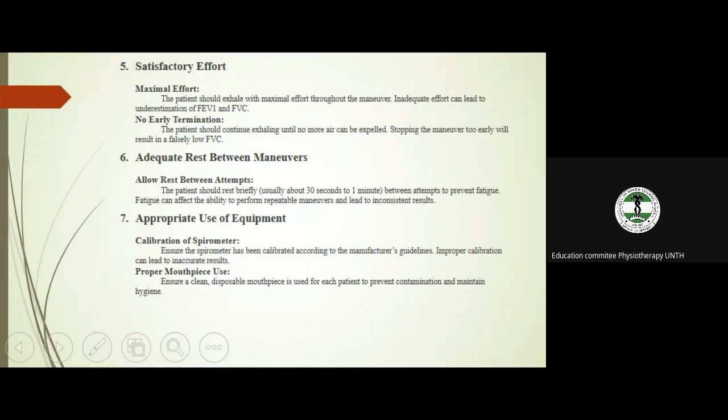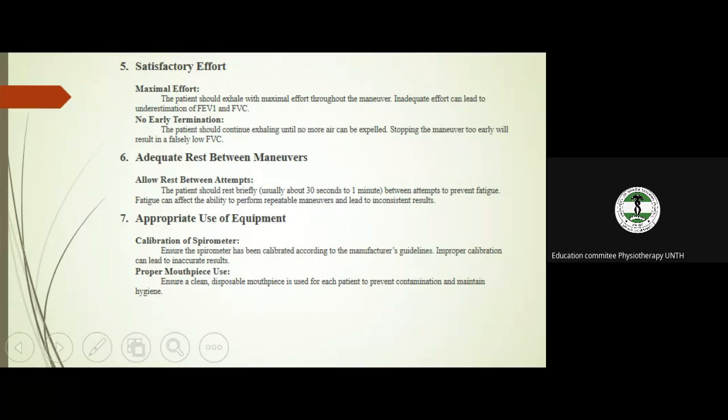Then adequate rest between maneuvers. The patient must be allowed to rest between each maneuver. After each test, you tell the patient to rest, usually about 30 seconds to 1 minute between attempts to prevent fatigue, because it's not easy to do spirometry. Fatigue can affect the ability to perform repeatable maneuvers and lead to inconsistent results.